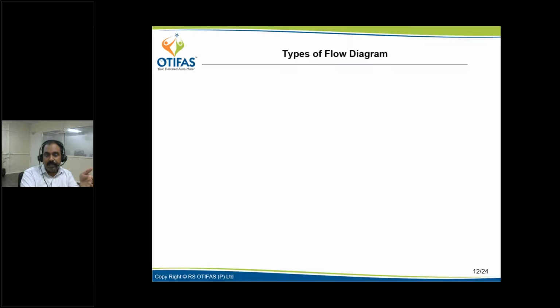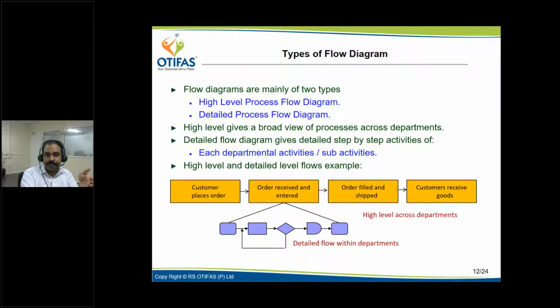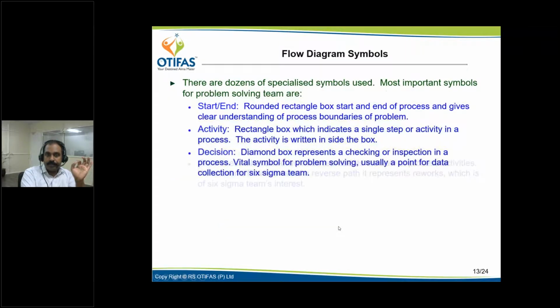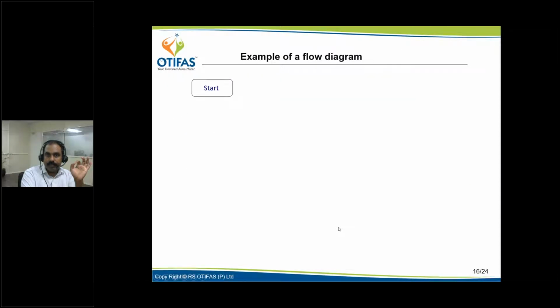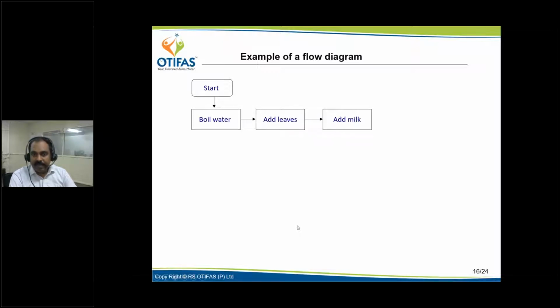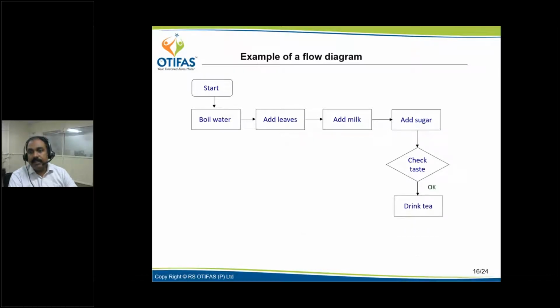I'm not going into detail, but let me come to this slide. We have two levels of process flow chart. One is high level and another one is detailed. So in Six Sigma, we need to go for the detailed process flow. Now, we discussed a tea making process. Let us make a flow chart for the tea making process. Okay. So first we boil the water, we add leaves, we add milk, we add sugar, then we check the taste, then we drink tea.